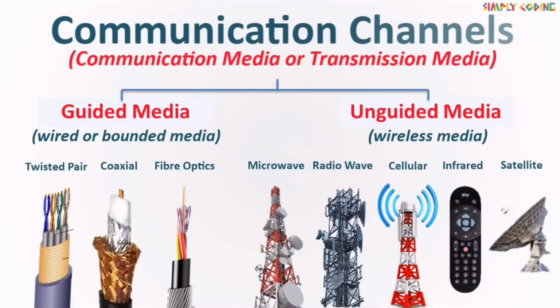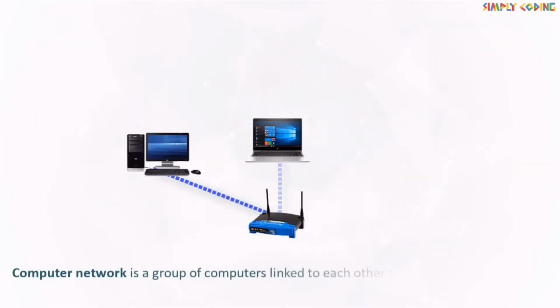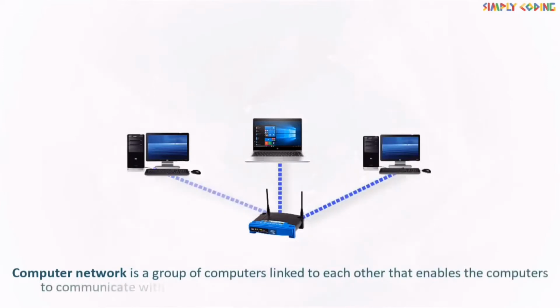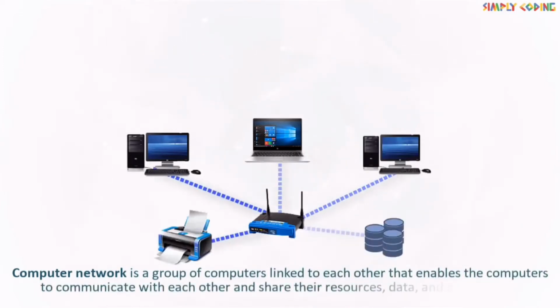Hello, in this video, we are going to talk about communication channels which are used in computer networks. Now we know a computer network is a group of computers linked to each other that enables the computers to communicate with each other and share their resources, data, and applications.